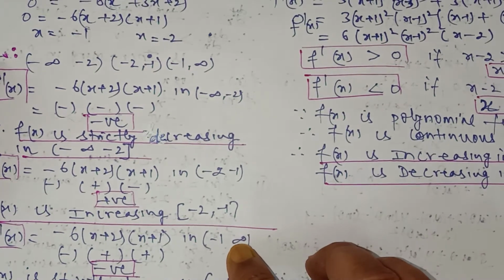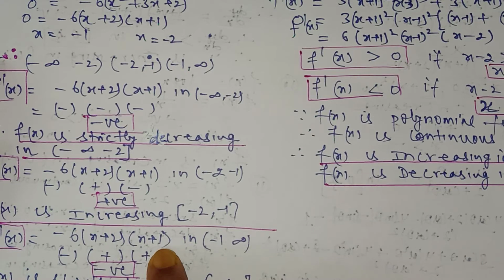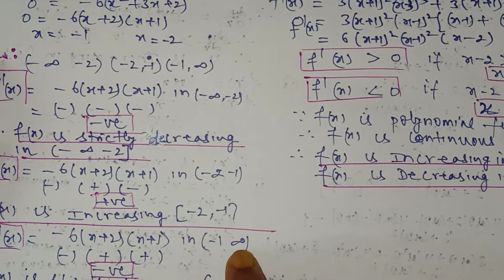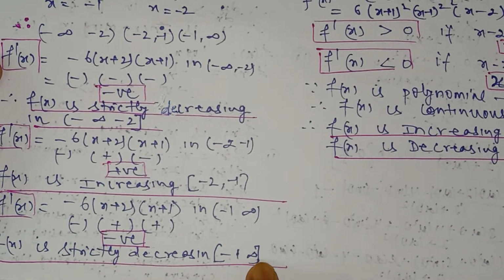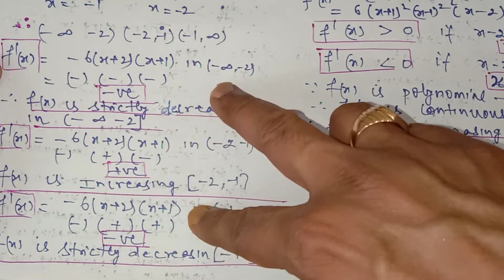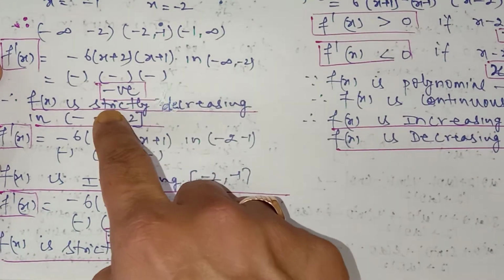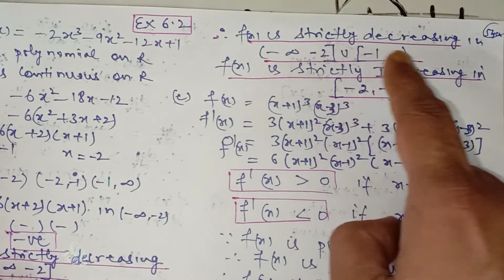Now let us take the third interval, which is -1 to infinity. The first derivative is -6(x + 2)(x + 1) in this interval. Let us consider any value in this interval. I am taking 0. So this will be positive, this will be positive, and -6 is there. The total value is negative. So f(x) is strictly decreasing in the interval -1 to infinity. So in two intervals it is decreasing, and in one interval it is increasing. Put the union sign between these two intervals and the single one. Like this you have to write in the end.